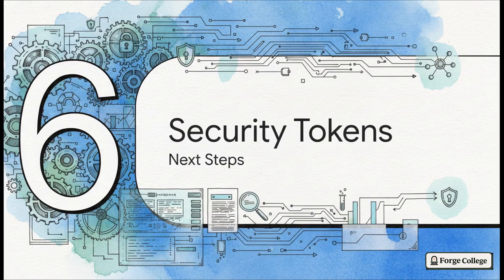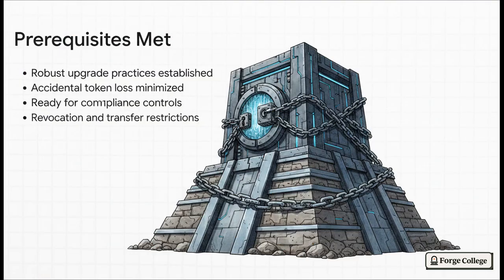And finally, section 7, next stop, security tokens. So why are we being so obsessed with rigorous debug reports and testing rollbacks right now? We're doing this because setting up these bulletproof lifecycles is the mandatory prerequisite for what comes next in this track. By establishing these robust upgrade practices, we've minimized the risk of accidental token loss. And that means we are now ready for heavy compliance-grade controls. In our very next explainer, we're going to introduce ERC-3643 security tokens to Solana. We are talking about freezing assets, revoking tokens, and implementing strict transfer restrictions. You simply cannot build those kinds of high-stakes features on a shaky foundation.